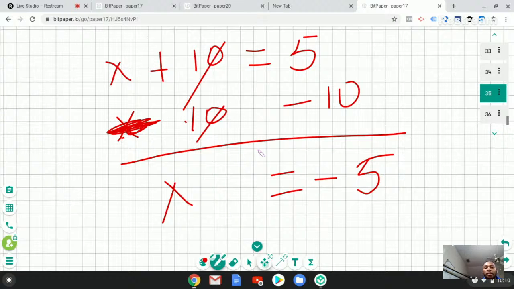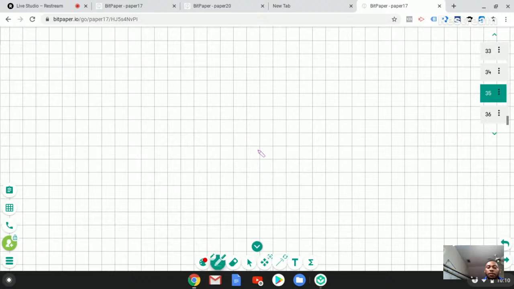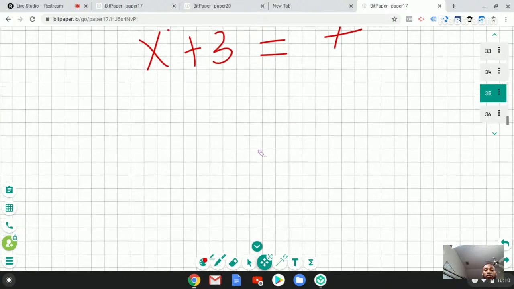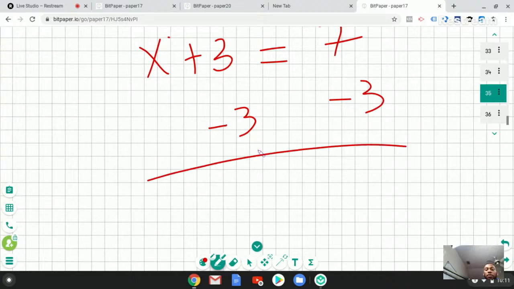And it's the same thing with another example. Let's say I have x plus 3 is equal to 7. What do I do? All I have to do is take away 3 from both sides, take 3 away from this side, take 3 away from this side, and that means x is equal to 7 minus 3, that's 4. x is equal to 4.